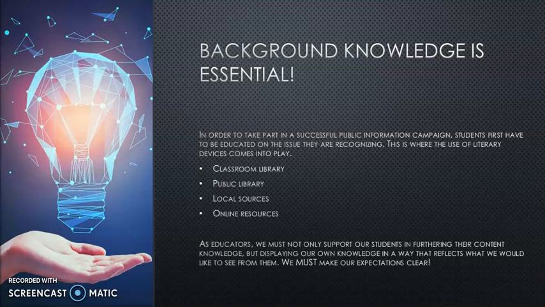So background knowledge is essential in order to take part in this. In order to be successful at a public information campaign, students first have to be educated on that issue, and this is where those literary devices come into play. This takes on the use of a classroom library or a public library. Students can take advantage of local sources and online resources that they wouldn't otherwise use unless they were taking part in some type of activity such as this one.